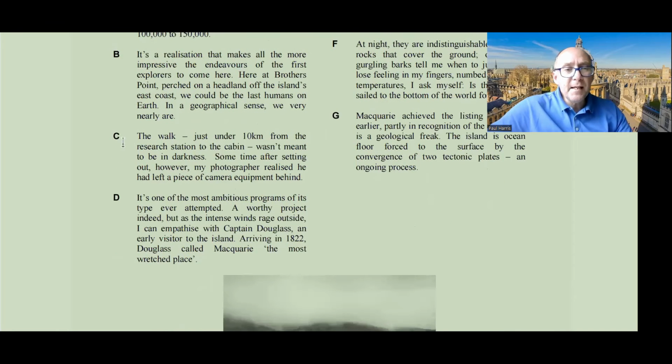C was about a walk, 10 kilometers from the research station to the cabin. It wasn't meant to be in darkness. So this may well be a possibility, because that's now fitting in with our time scale of dusk. And now we can see here that we've got this question about someone making a mistake. The mistake was the photographer left a piece of camera equipment behind. So we have perhaps a connection to what happens before and some connection to afterwards, and I would say this is a good candidate for the space here in 43.